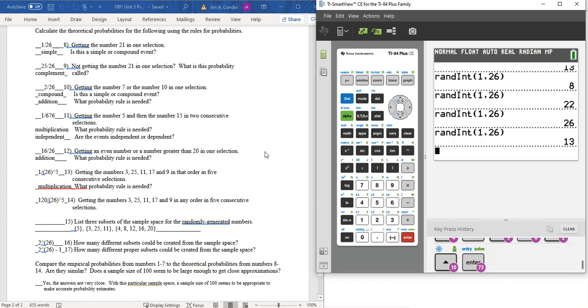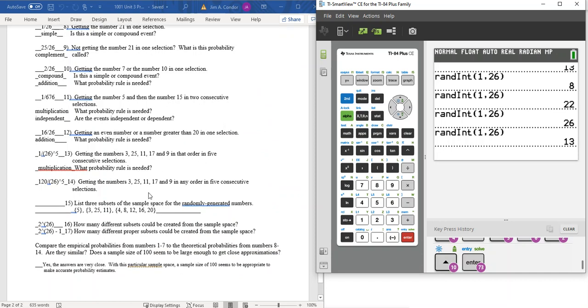Multiplication rule. And then what's the odds of getting those in any order? Well, we have to know how many ways we can order these things. It's going to be 5 things, 26 to the 5th, but we have more options since we can reorder these. In fact, we have 120, because we have 5 times 4 times 3 times 2 times 1 different ways we can organize these things.